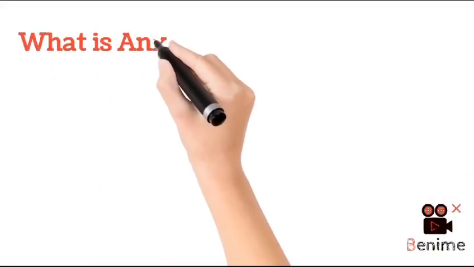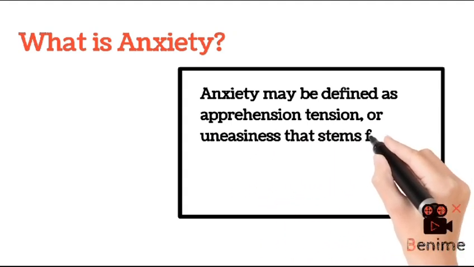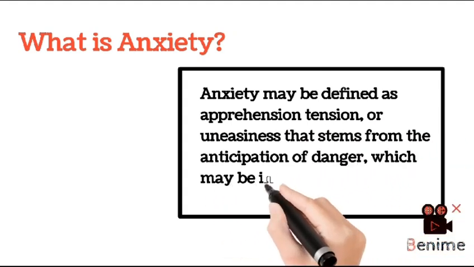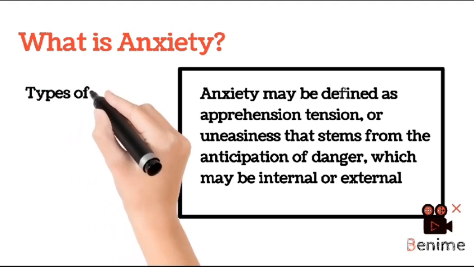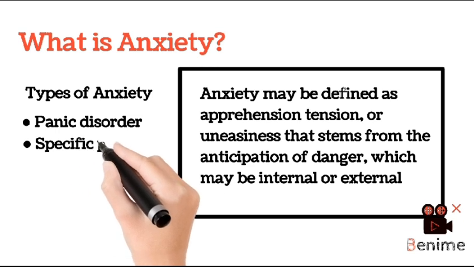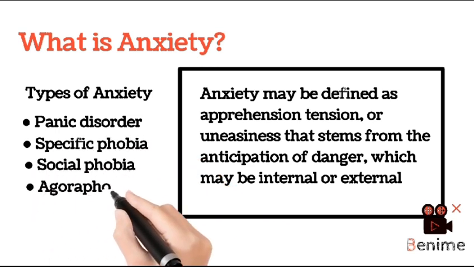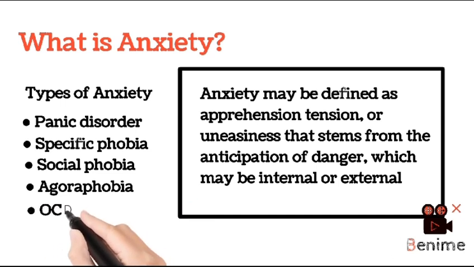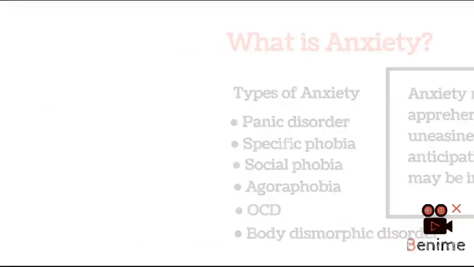What is anxiety? Anxiety may be defined as apprehension, tension, or uneasiness that stems from the anticipation of danger, which may be internal or external. It is universal, communicable, not directly observable, and it can be studied through behavioral manifestations. Types of anxiety disorders that we are going to cover today are panic disorder, specific phobia, social phobia, agoraphobia, obsessive-compulsive disorder, and body dysmorphic disorder.